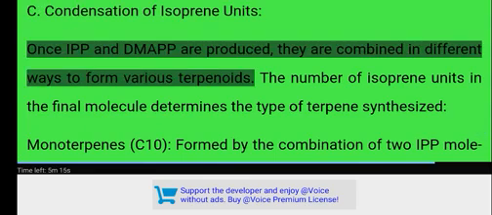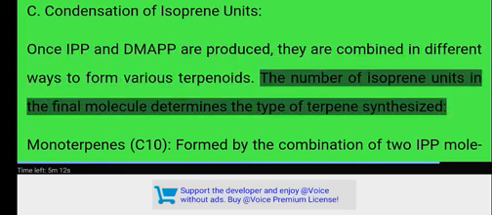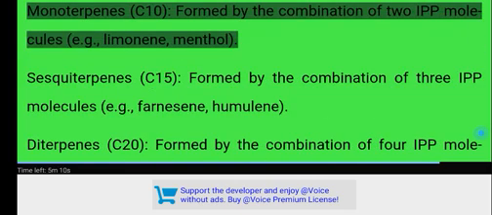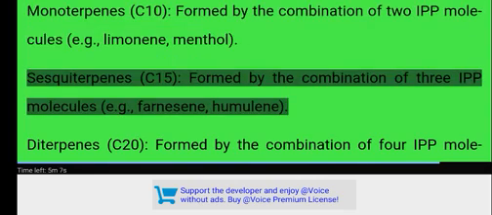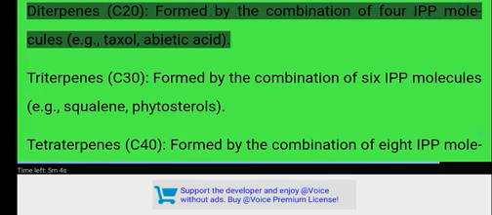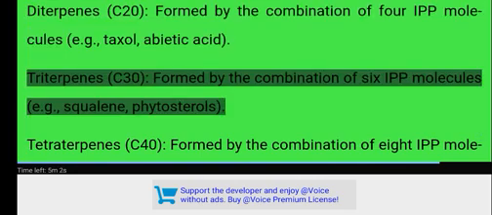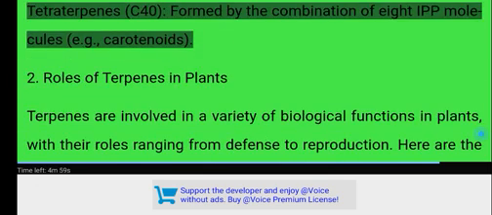Once IPP and DMAPP are produced, they are combined in different ways to form various terpenoids. The number of isoprene units in the final molecule determines the type of terpene synthesized. Monoterpenes, C10, formed by the combination of two IPP molecules, e.g., limonene, menthol. Sesquiterpenes, C15, formed by the combination of 3 IPP molecules, e.g., farnesene, humulene. Diterpenes, C20, formed by the combination of 4 IPP molecules, e.g., Taxol, abietic acid. Triterpenes, C30, formed by the combination of 6 IPP molecules, e.g., squalene, phytosterols. Tetraterpenes, C40, formed by the combination of 8 IPP molecules, e.g., carotenoids.